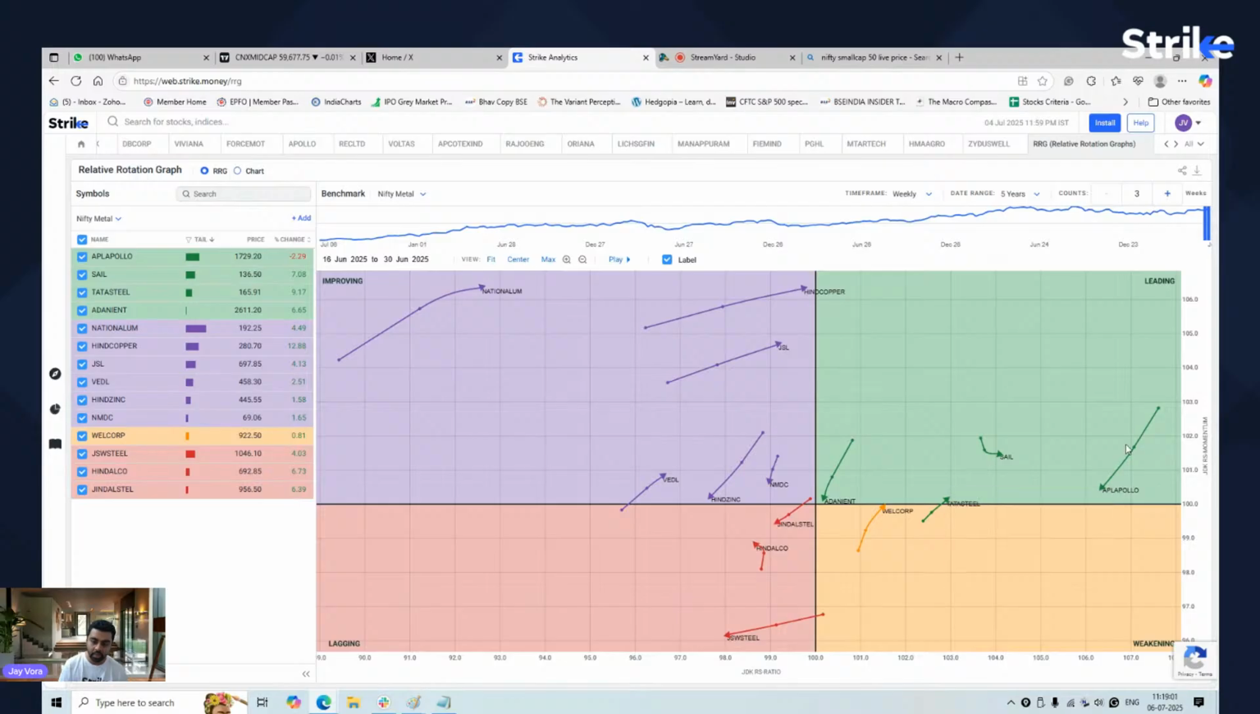Okay, and this has been an outperformer, but you can see that this line is falling. Which means its relative strength is also going down, and its underperformance is also happening at the same time. So this is at the risk of going to weakening, and if the same trend persists, then it will eventually lead to the stock going to the lagging quadrant as well. And that is where some sort of underperformance can occur.